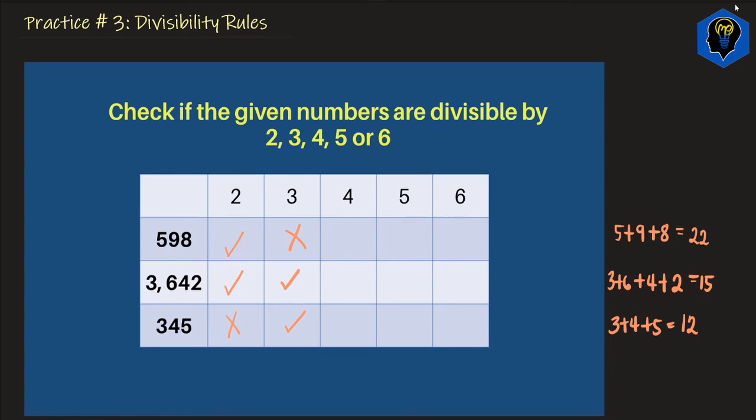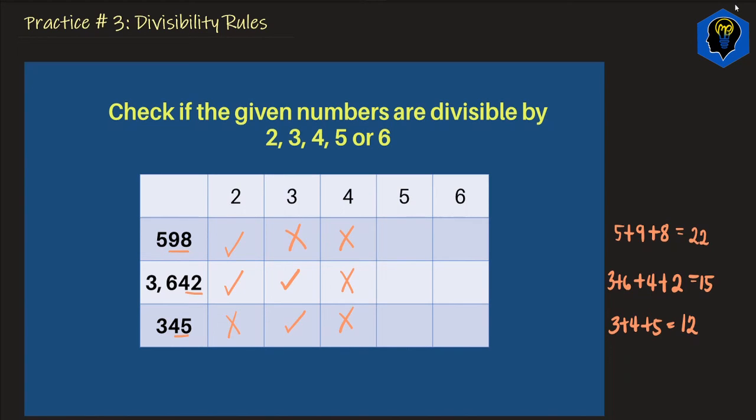Divisibility rule for 4. Titingnan natin yung last 2 digit. Is 98 divisible by 4? The answer is no. Therefore, 598 is not divisible by 4. Is 42 divisible by 4? The answer is no. Therefore, 3,642 is not divisible by 4. Is 45 divisible by 4? Again, the answer is no. Therefore, 345 is not divisible by 4.